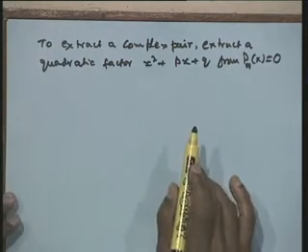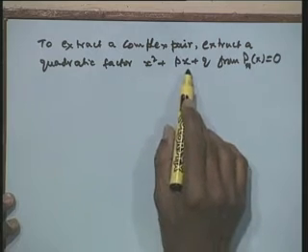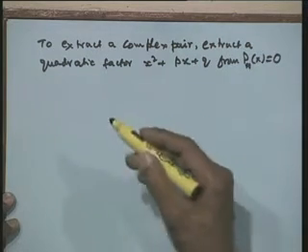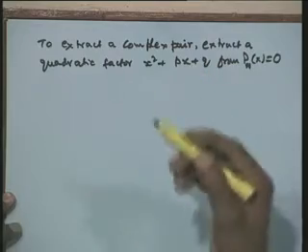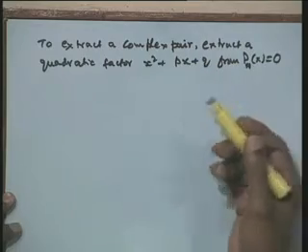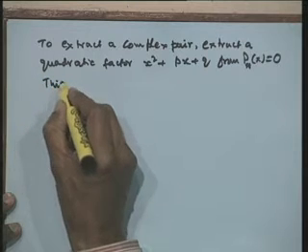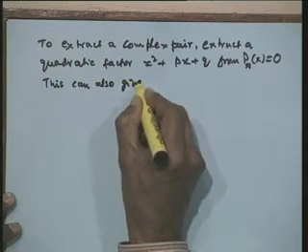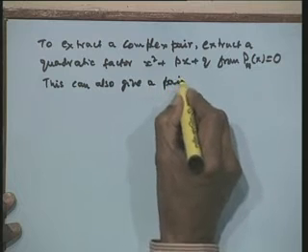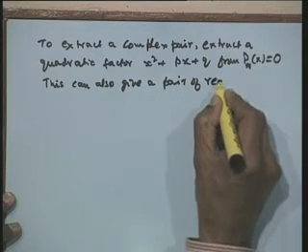Now, it is possible that I can extract a quadratic factor and it can give us a real pair also. It is not necessary, because when I try to extract x squared plus p x plus q, I do not know initially whether I am extracting a complex pair or a real pair. So, it is possible therefore to get a pair of real roots also from this. Therefore, this can also give a pair of real roots.